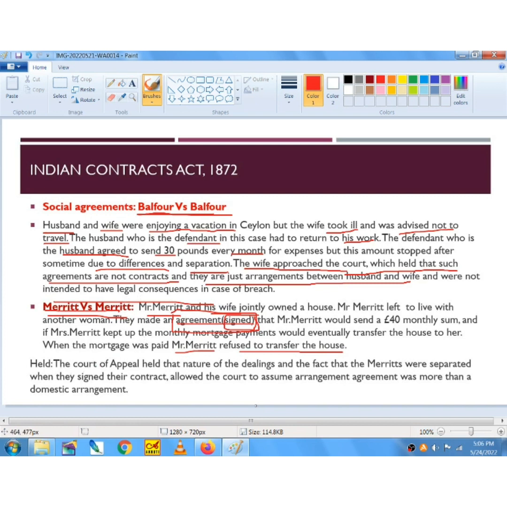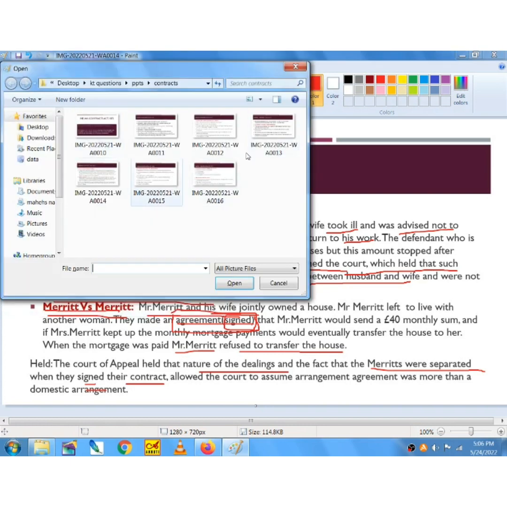And here they are talking about agreement because the fact of the issue was whether it is an agreement or a contract. So here it is being talked as an agreement, but here it is being talked as a contract. So the court held that it was a contract, and the nature of dealings, the fact that the Merritts were separated when they signed the contract, allowed the court to assume the arrangement agreement was more than a domestic agreement and they intended to have legal consequences. Next we move on to the third essential.